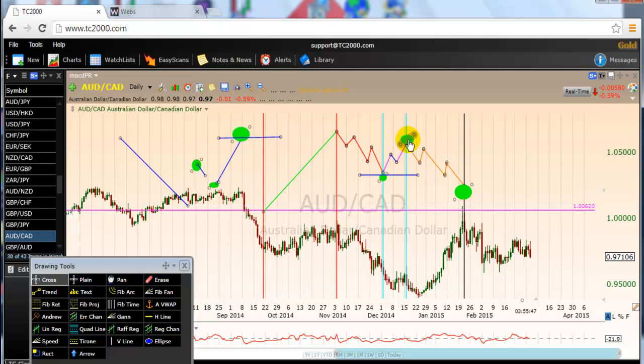Price reaches, completed the B wave. We know that the B wave is formed of 3 waves, okay? So 1, 2, 3.